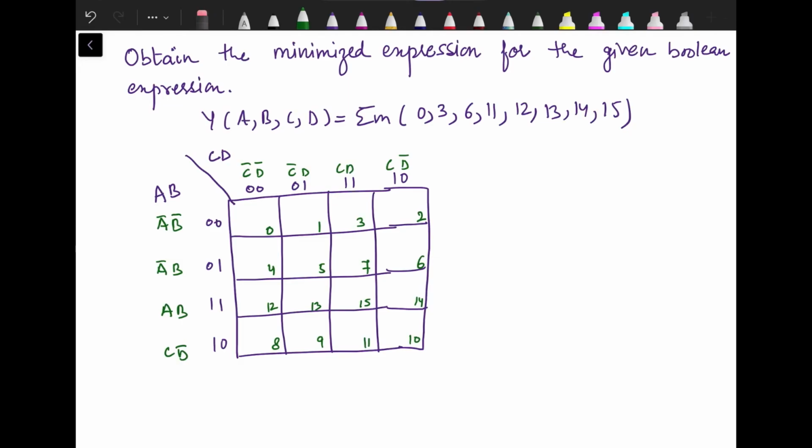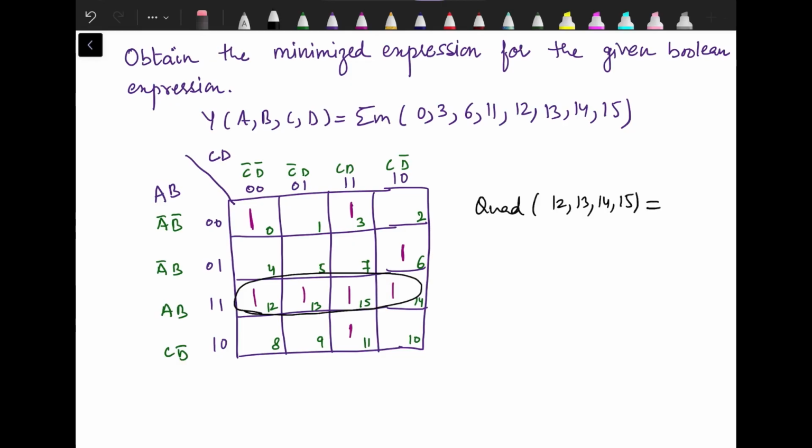Now the given minterms are 0, 3, 6, 11, 12, 13, 14, 15. Now we need to look for the different possibilities of minterm combinations. The first one, which is very easy to see, is a quad of 12, 13, 14 and 15.